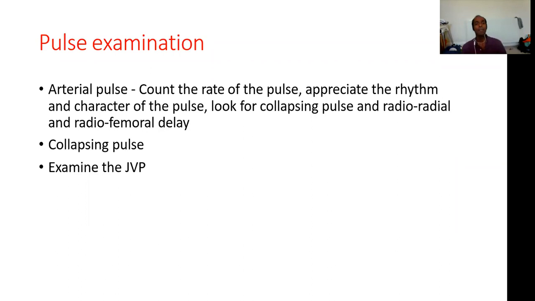So these are the broad components: the pulse examination, the precordial examination, plus the blood pressure measurement. The pulse examination can be divided into two further components: arterial pulse examination and venous pulse examination. I'm just revising this for your benefit. In the arterial pulse examination, you look for rate, rhythm, character, specifically examine for collapsing pulse, then look for radioradial and radiofemoral delay. Then you have the venous pulse examination. These are the components of the pulse examination.